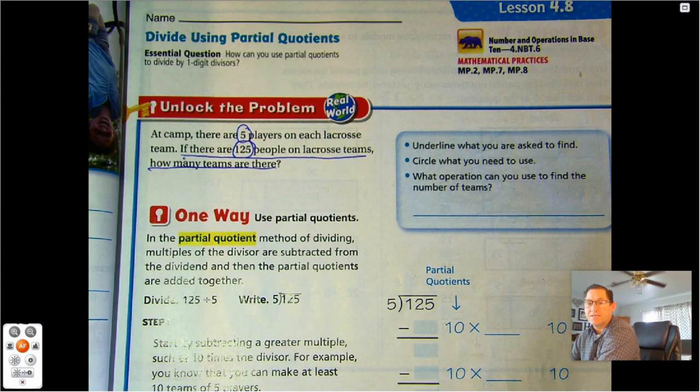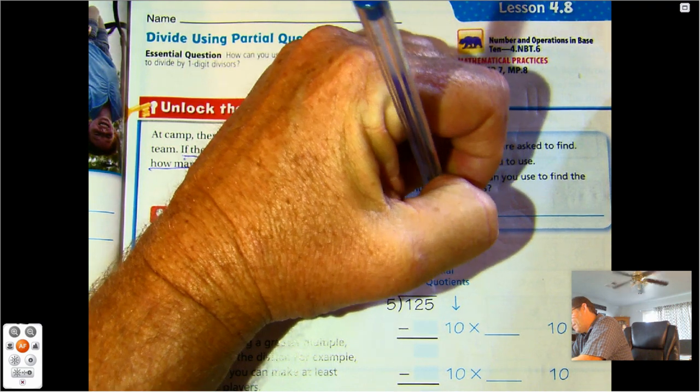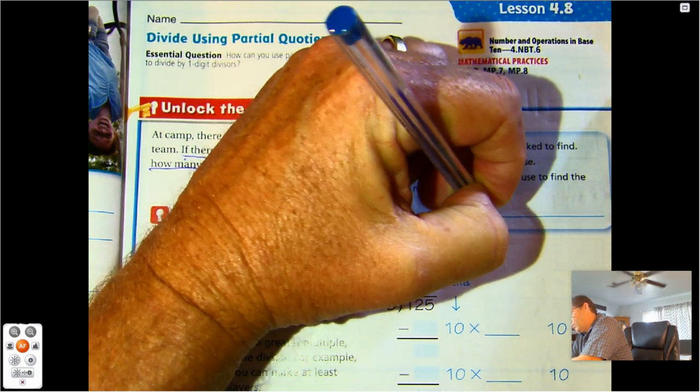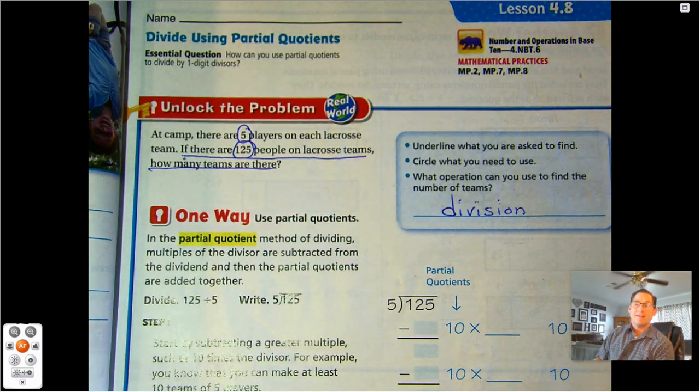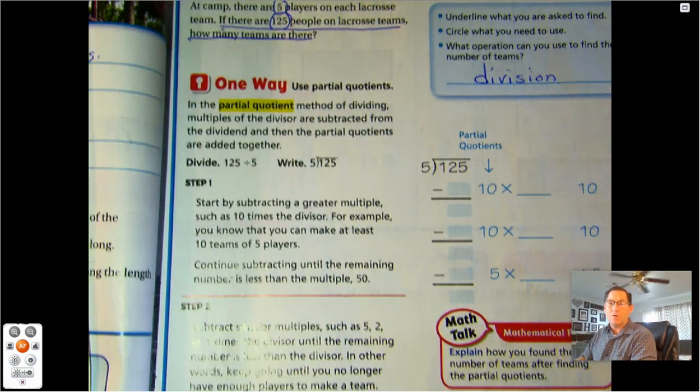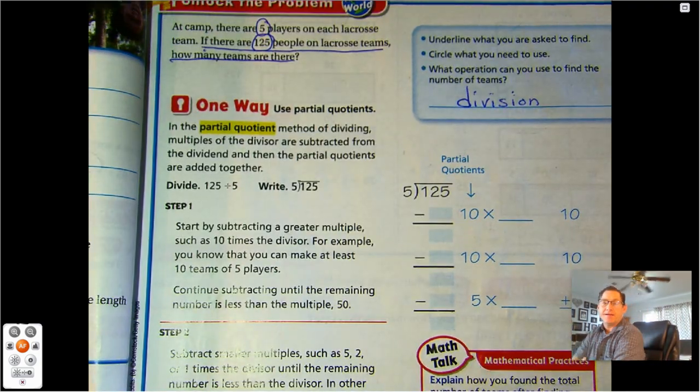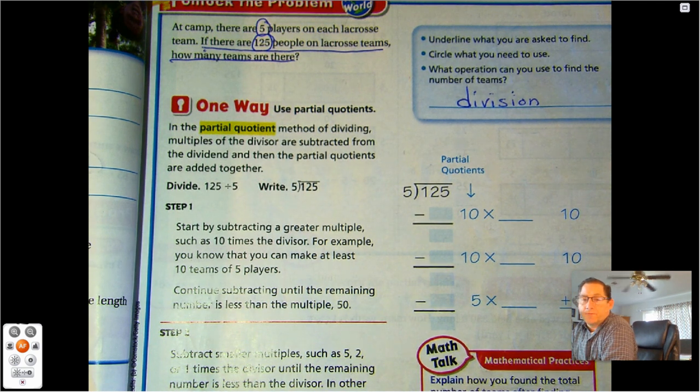What operation can you use to find the number of teams? Well, we're going to use division, right? Because we have a total amount, 125, and we need to share it in groups of 5. All right, so one way we can solve that problem is using partial quotients. And so in the partial quotient method of dividing, multiples of the divisor are subtracted from the dividend, and then the partial quotients are added together.